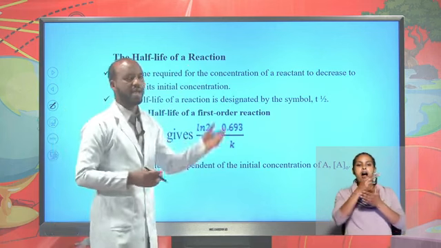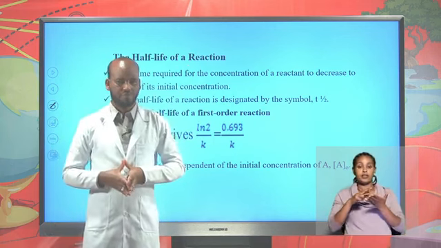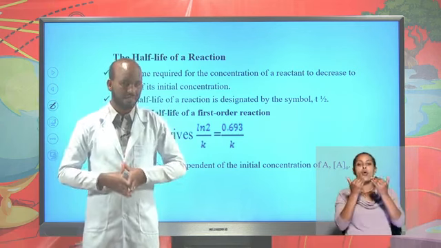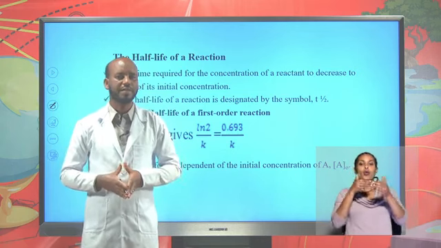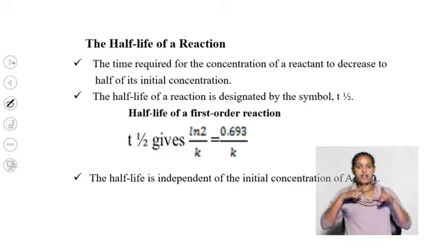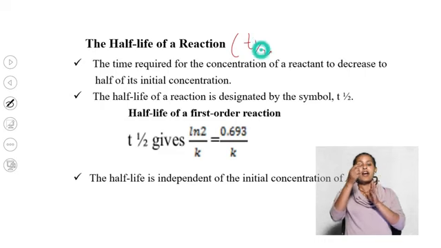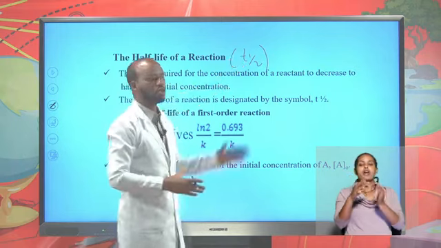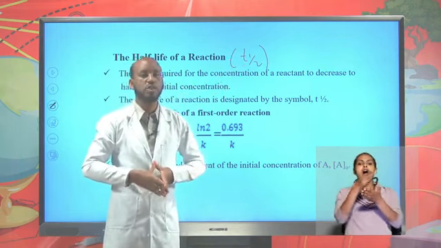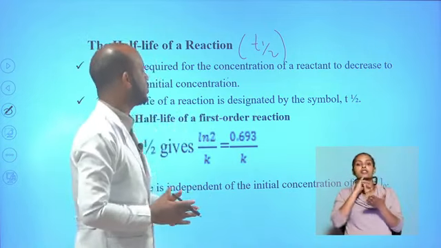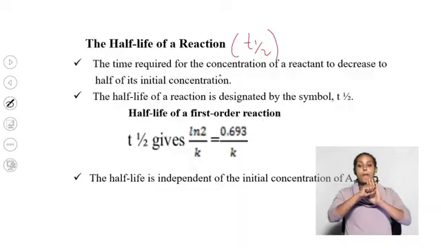The half-life of a reaction. The half-life of a reaction is the time required for the concentration of the reactant to reach half its initial concentration. Half-life time of a reaction is denoted by the symbol T half. T half is the time required for the concentration of a reactant to reach half its initial concentration.